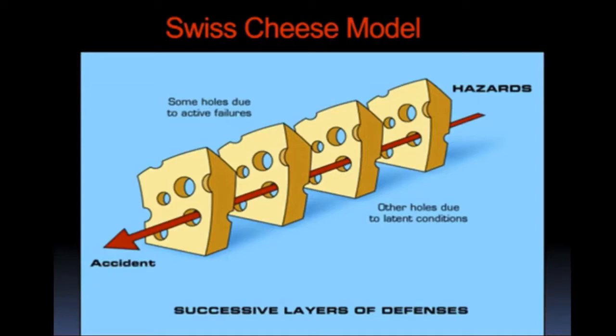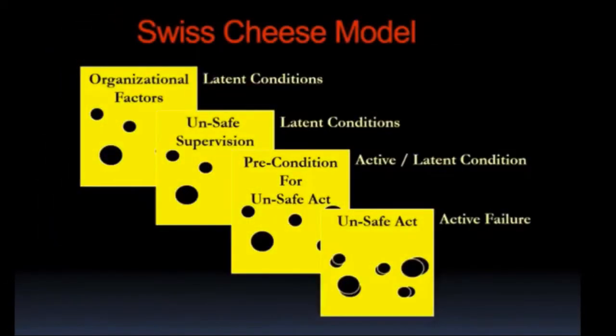The model illustrates that although there are many layers of defense between hazards and accidents, there are flaws or holes in each layer that, if aligned, would create a hazard that will allow accidents or failure to occur. These holes vary in size and positioning.